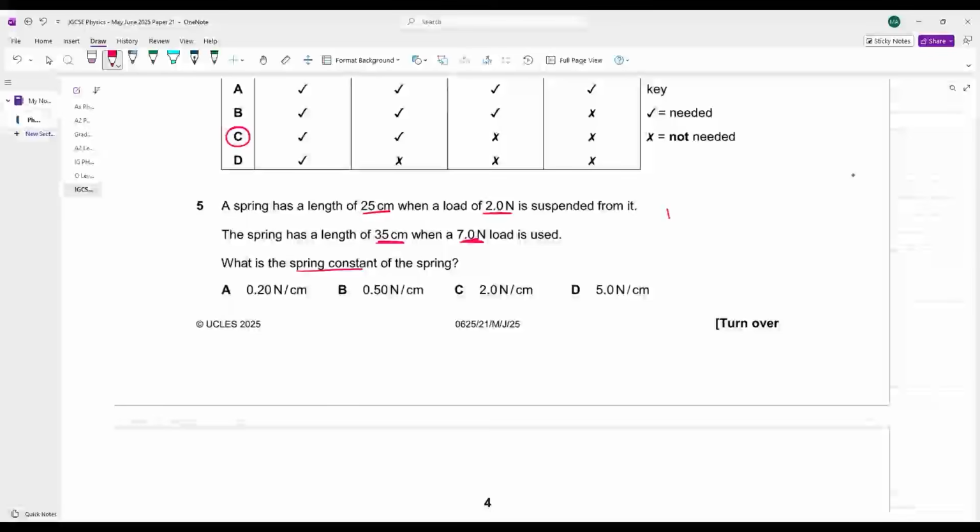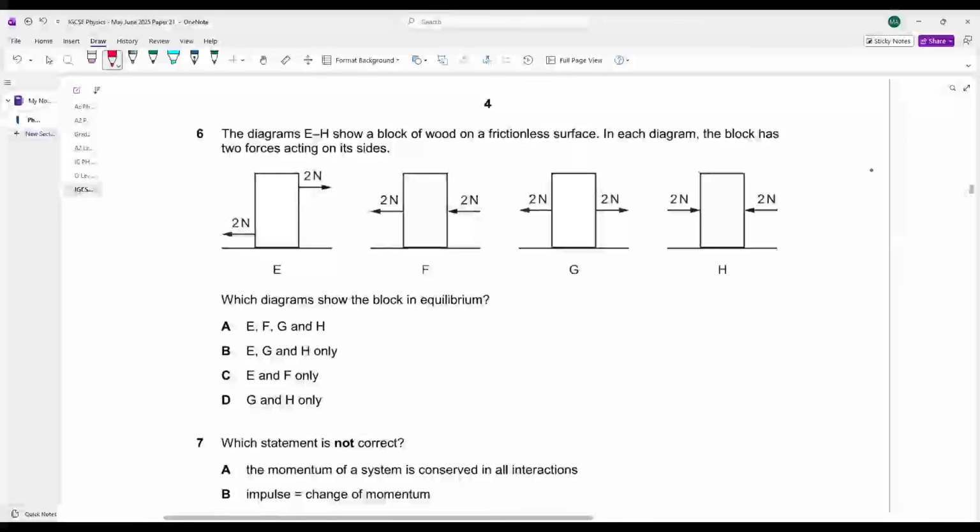बेटा स्प्रिंग कांस्टेंट का क्या फॉर्मूला होता था? Change in F over change in length, या change in extension. आप 2 न्यूटन से 7 न्यूटन पे जा रहे हो, what is your change in force? 5 न्यूटन. आप length of 25 से 35 जा रहे हो, what is your change in length? 10 सेंटीमीटर. 5 न्यूटन की change in force है. What will be your spring constant? 0.5 Newton per centimeter. B is your answer. Let's move on to question 6.